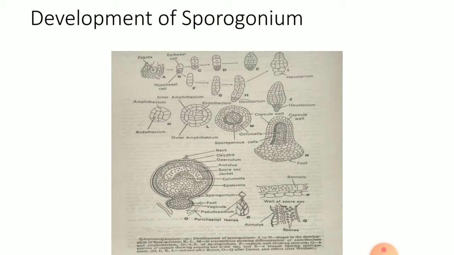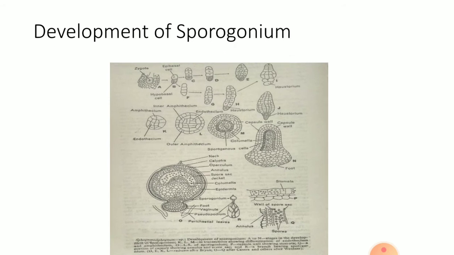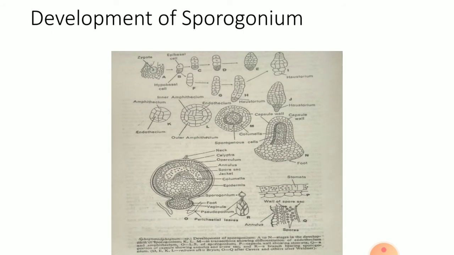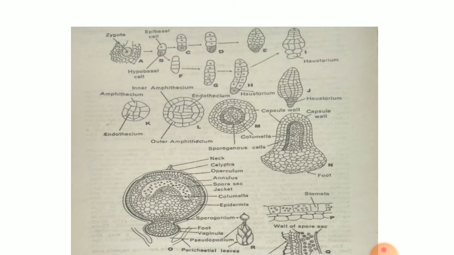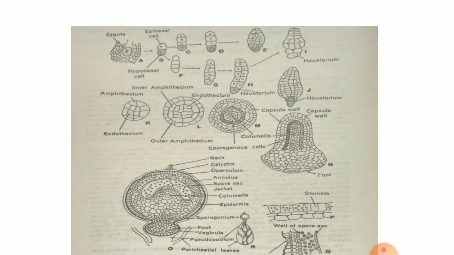And the details you can see here, the development of the sporogonium. Figure A to N shows the stages in the development of the sporogonium, and you can see the zygote after the fusion of male and female gametes.